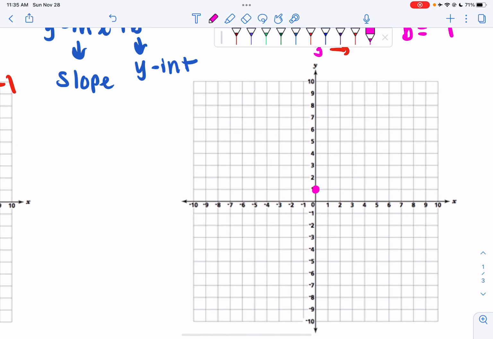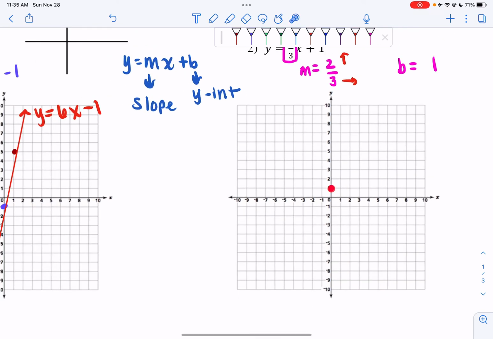Now I'm going to go up 2 and right 3. So 1, 2, 1, 2, 3. And I plot a point right here. Now I'm going to go up another 2 and right 3, and plot a point at 6, 5. Now I'm going to go up another 2 and right 3, and I plot a point at 9, 7.